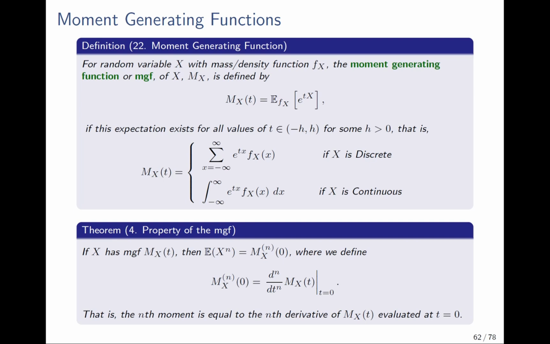possible to derive the moments of a random variable from the MGF by repeatedly differentiating the MGF and setting t equal to 0.